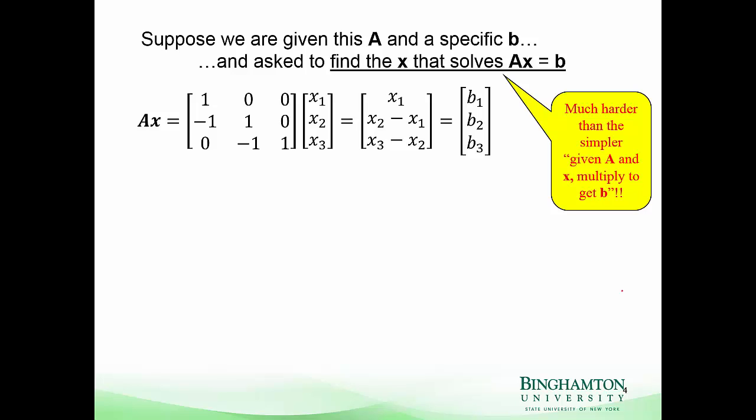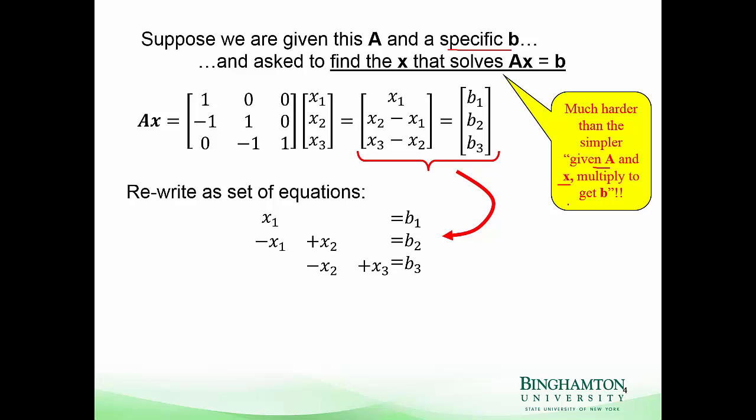So same A, we're just continuing on here. So suppose we're given this A and some specific B, and we're asked to solve for X. Find the X that solves this. And I'm just pointing out here that this is a lot harder than being given A and given X and just doing the multiplication to find a B. So even though we need to think about the machinery for A times X, what we really need to do is somehow get X isolated by itself.